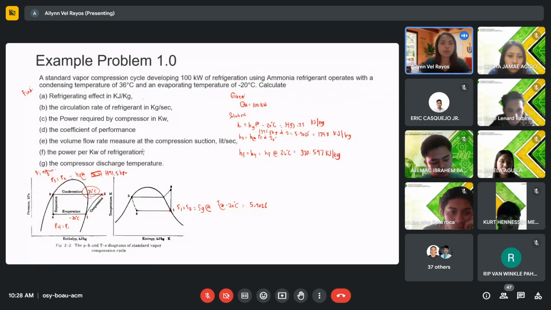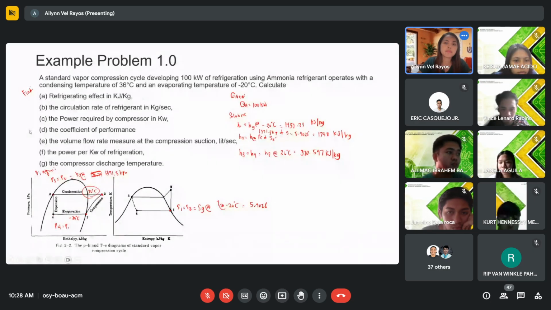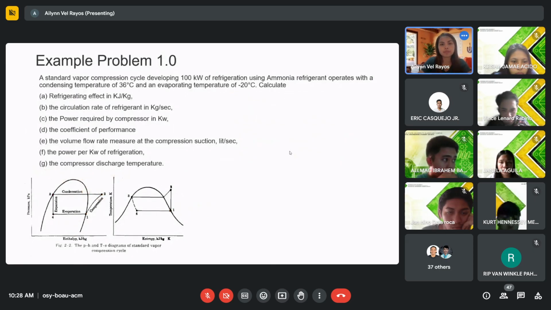So yan, now we are going to solve the sample problem, pero ganito na natin dito. Ay, hindi ko pala natin. Ayan. Ayan. So, kindly read the problem page.